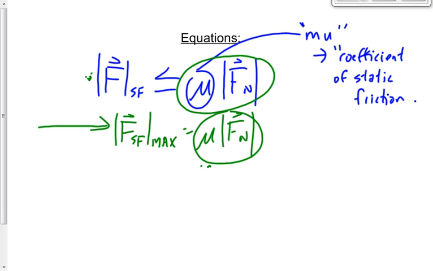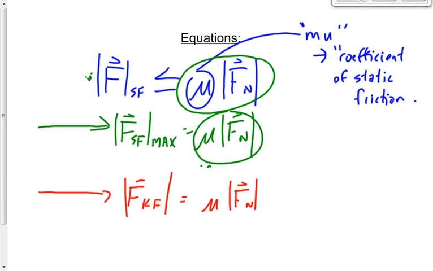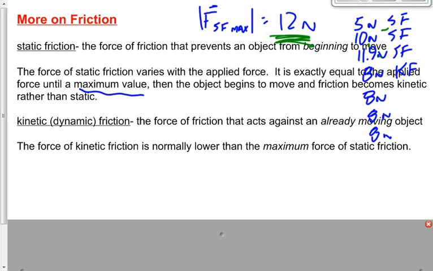Now the other equation that we have here is F_k, the force of kinetic friction. And we're not going to say any kind of maximum here because it's always the same value between two surfaces. It's equal to mu times the normal force as well. But this mu is the coefficient of kinetic friction, and this mu was the coefficient of static friction. It's not less than or equal to a certain number. In that last example we gave, it was 8 newtons. If it's 8 newtons, it's always going to be 8 newtons. It doesn't change like static friction does.